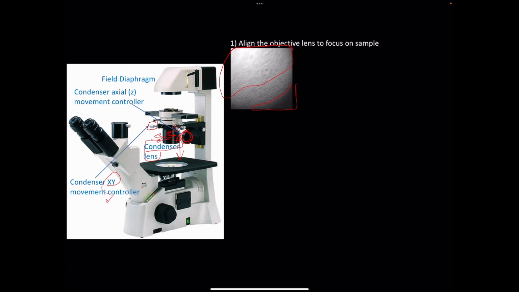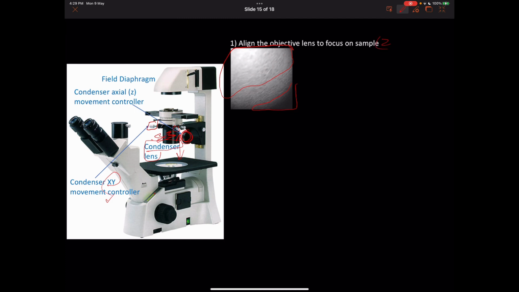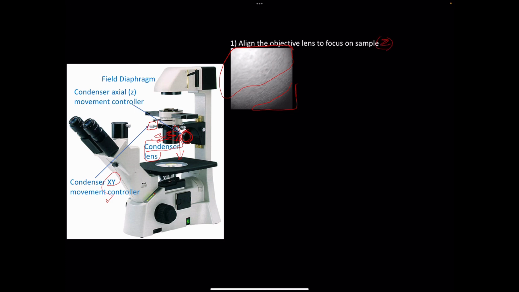Now the first step that I told you was to align the objective lens to focus on the sample, and this focusing is done in the Z direction. This Z focusing is very important to bring your objective in focus, and when your sample is in correct focus, you can see whether your illumination is perfect or not. If it is perfect, just leave it, don't touch it, you just start imaging. However, if after focusing you see that your illumination is not perfect, go for the Kohler illumination that we are going to see right now.